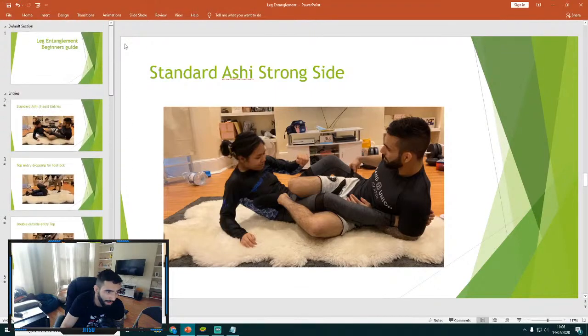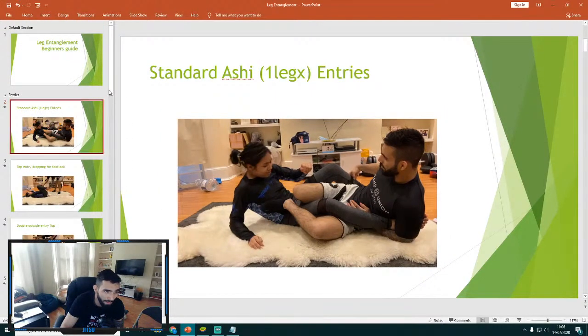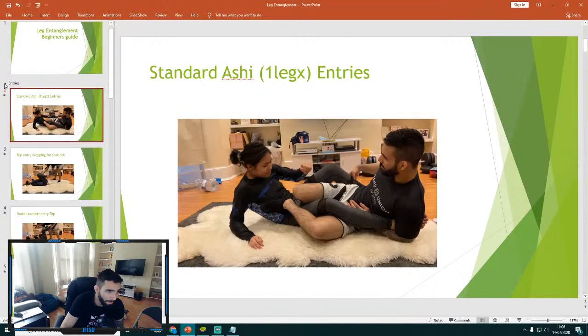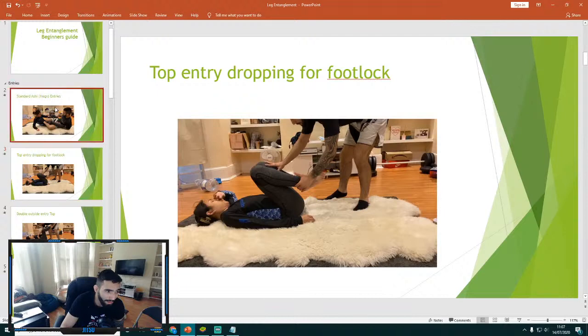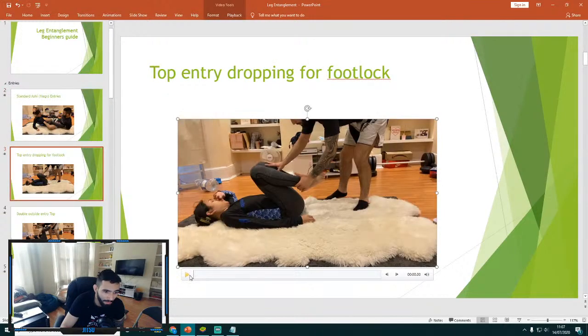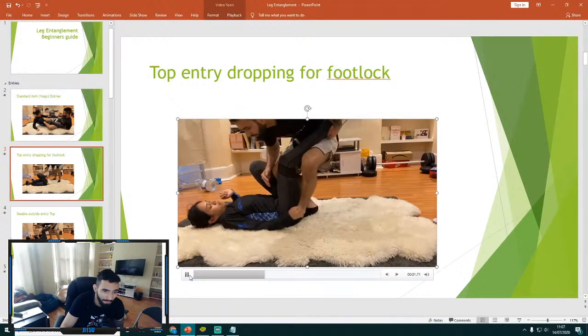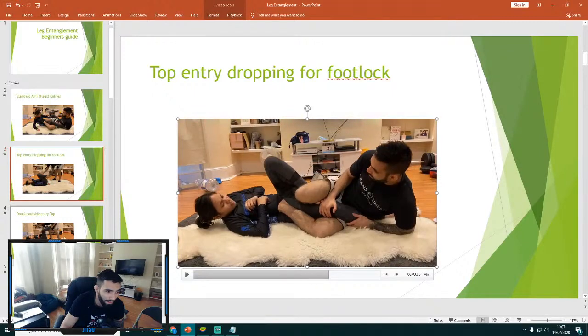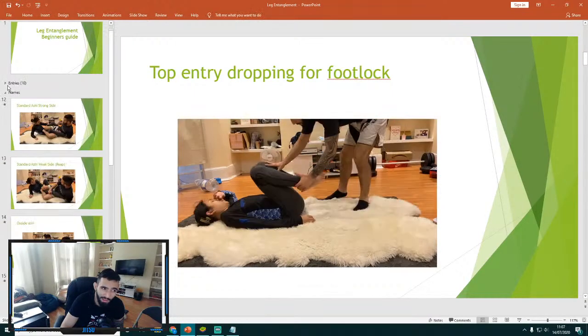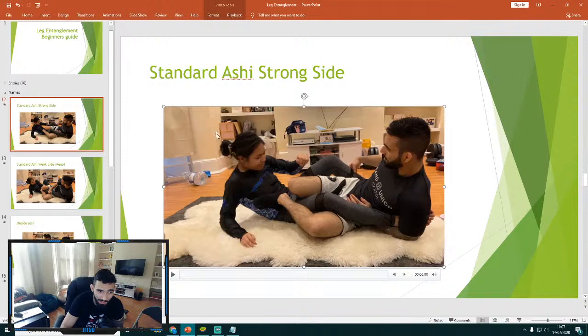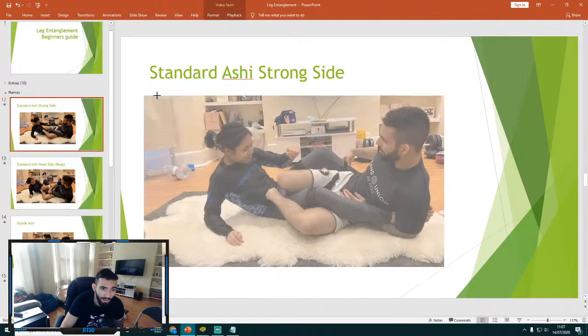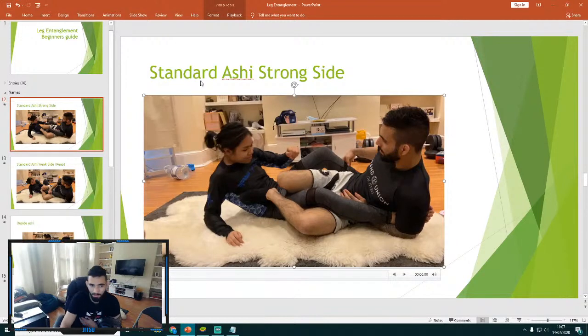But your standard entry, if you guys remember, would be either a drop to a foot lock like this, or from the bottom you have your shin to shin entry and so on. Okay, but this is our standard ashi.